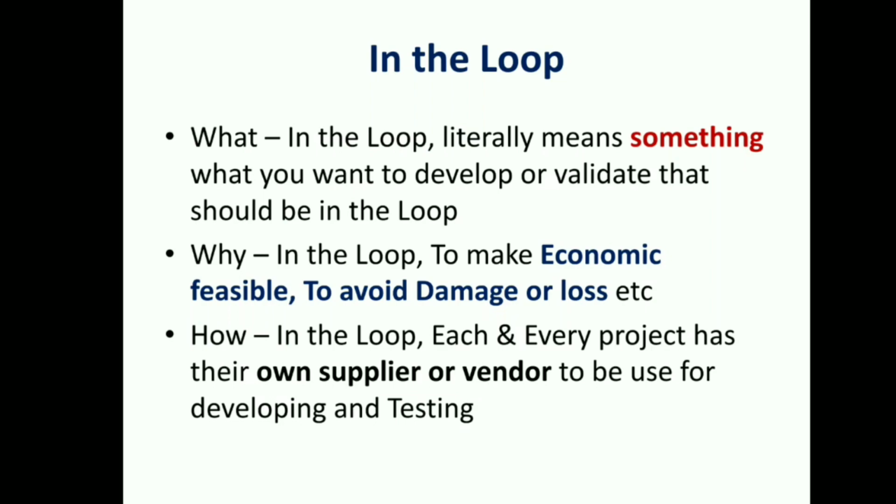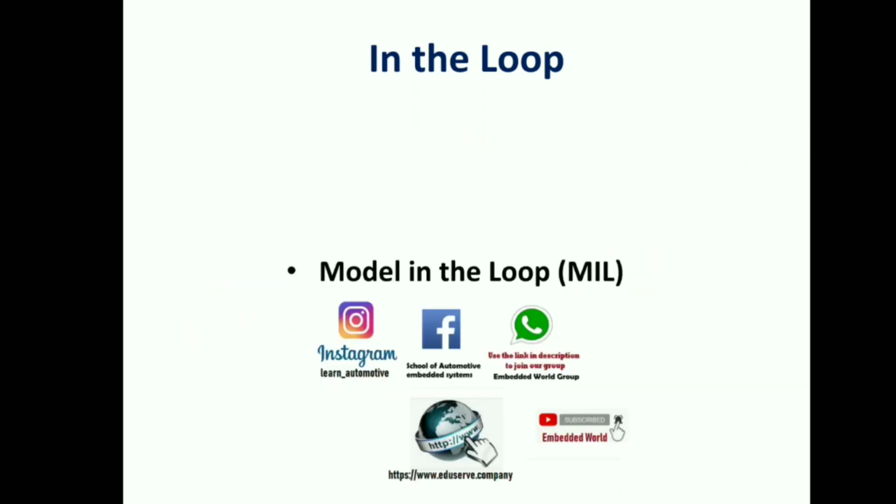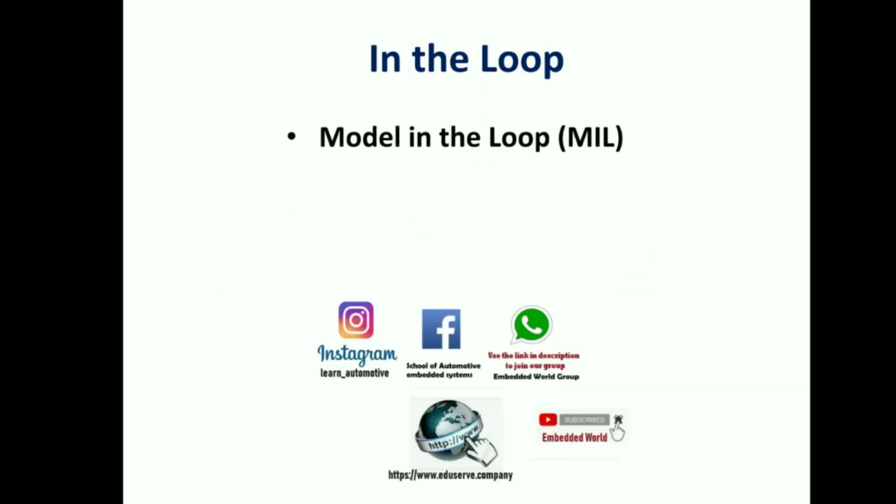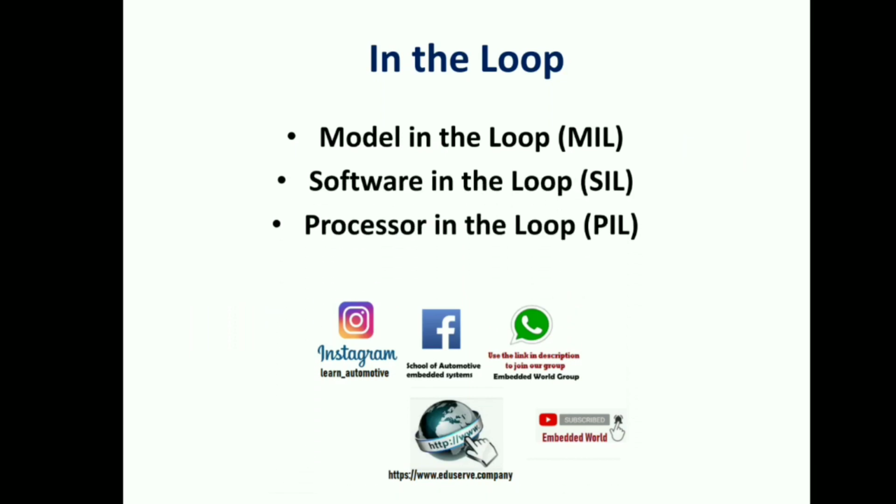Similarly, in software in the loop, you will have the particular software you developed and are going to test. All the software will have the loop structure with its own feedback, so it will not be open. That is what in the loop literally means. And in the loop, you can have model in the loop, software in the loop, that is SIL, MIL, then processor in the loop, that is PIL, then hardware in the loop. We have given these in sequence.